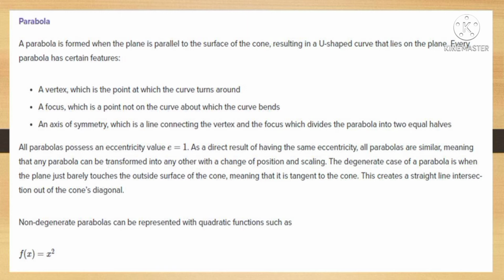The degenerate case of a parabola is when the plane just barely touches the outside surface of the cone, meaning that it is tangent to the cone. This creates a straight line intersection along the cone's diagonal. Non-degenerate parabolas can be represented with quadratic functions such as f of x equals x squared.